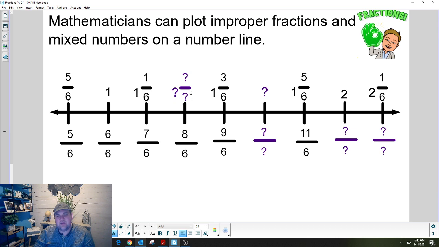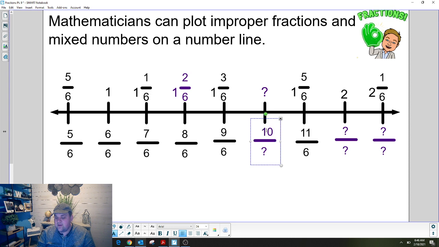Enter that into PlayPosit now. If you said 1 2/6, you are correct. And here's why. 1 2/6 is equivalent to 8/6. If I were to draw a picture of 8/6, it would be 1 2/6. And 1 1/6 plus another sixth is 1 2/6. Let's keep going. 9/6. What do you think goes here?